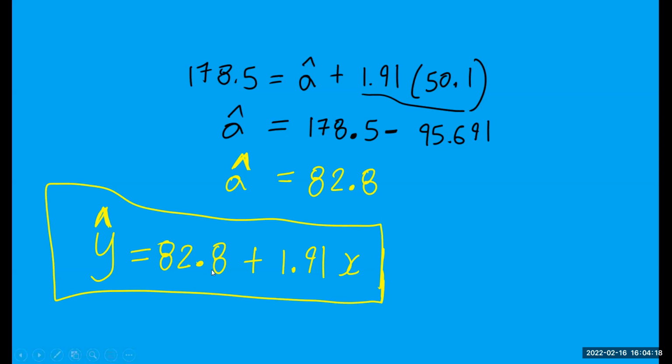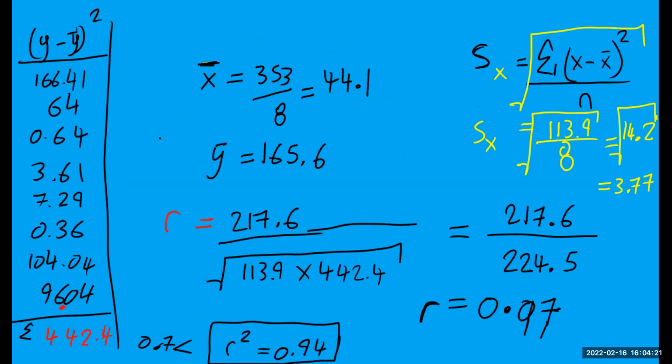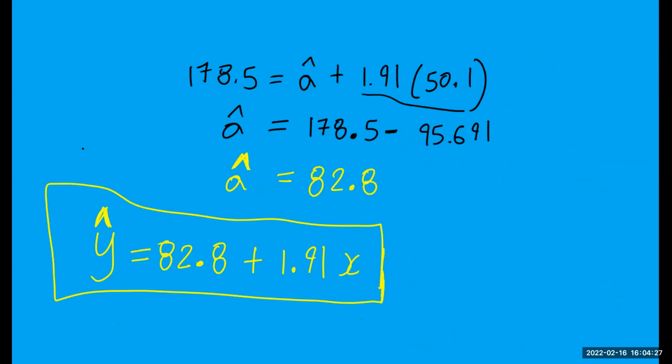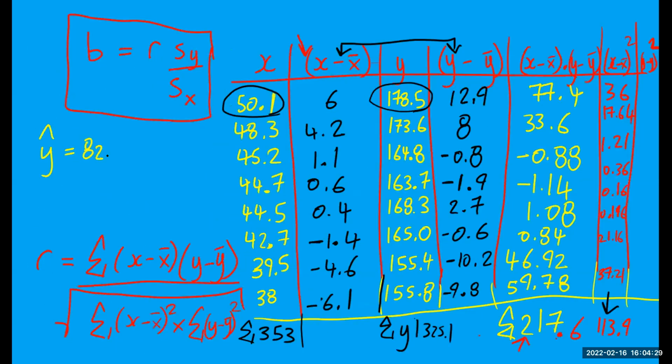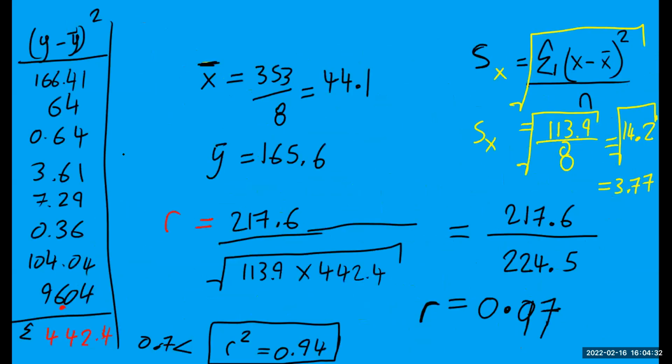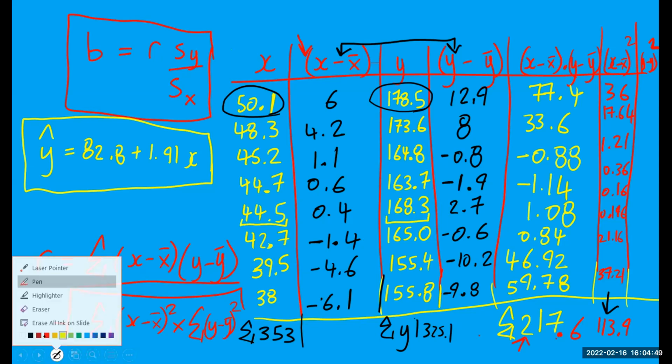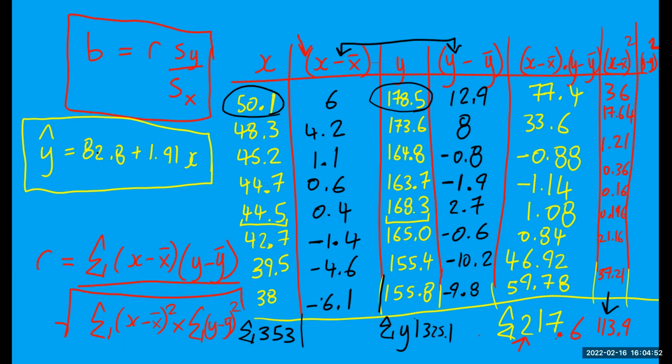So now that we have this out of the way, I'm just going to write it here. We end up getting that y hat was 82.8 plus 1.91x. Now, Jamie, look at this. This is the equation right here. I want to show you that you can even check it with a different x. When x is 44.5, y was 168.3. So if you plug in x as 44.5, you can check it.